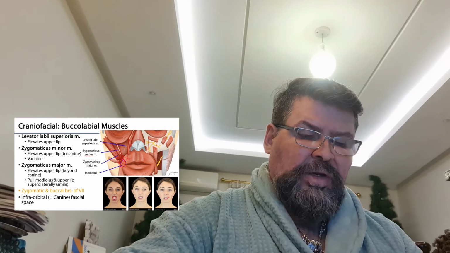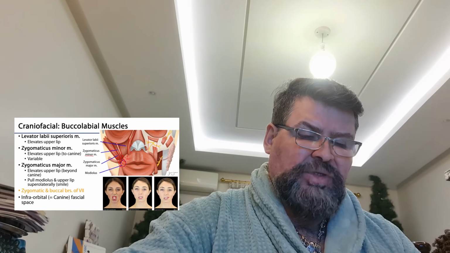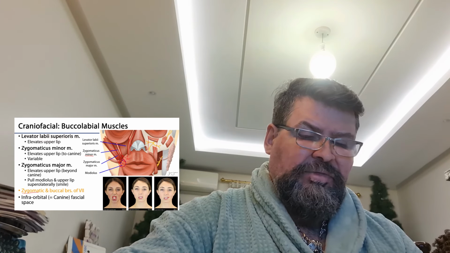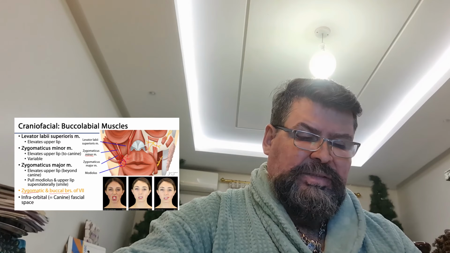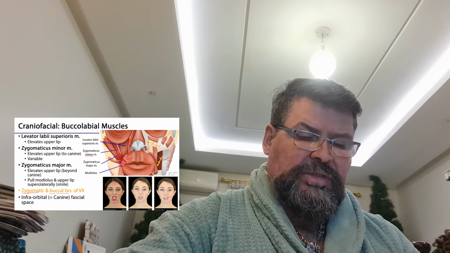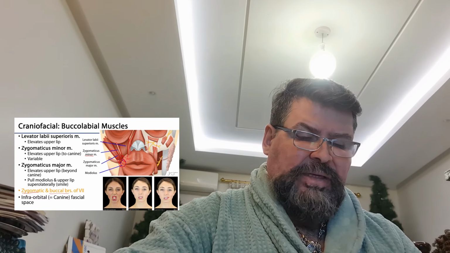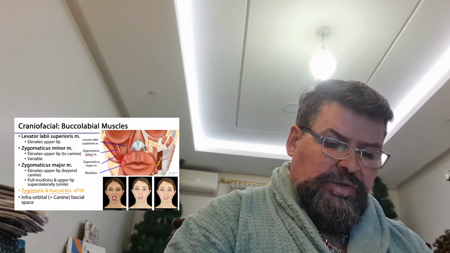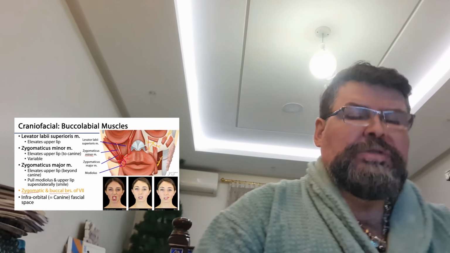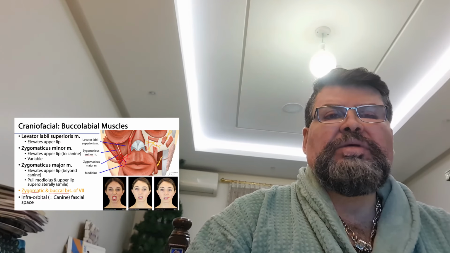These three muscles are all innervated by both zygomatic and buccal branches of the facial nerve. So, zygomatic and buccal branches of the facial nerve. Deep to these muscles, along with levator labii superioris alaeque nasi, is that infraorbital or canine fascial space.